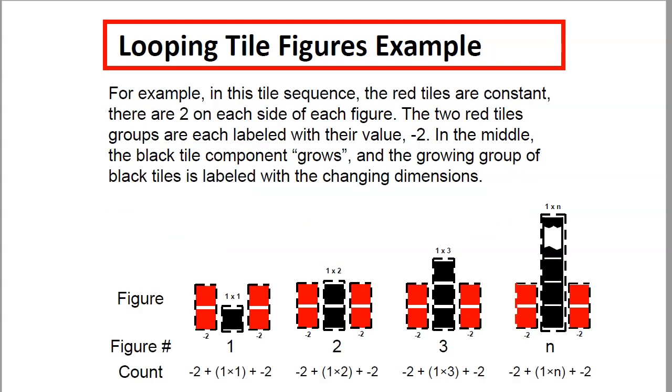For example, in this sequence, the red tiles are constant. You can see each figure has 4 red tiles. That's a constant term. There's 2 on each side of each figure. The 2 red tile groups are each labeled with their values, -2 here in the picture, and in the middle, the black tile component grows, and the growing group of black tiles are labeled with their changing dimensions. So you can see in figure 1, that's 1 by 1, in figure 2, that's 1 by 2, in figure 3, that's 1 by 3, and in figure n, that's 1 by n. You can see that that's reflected in the count as well.